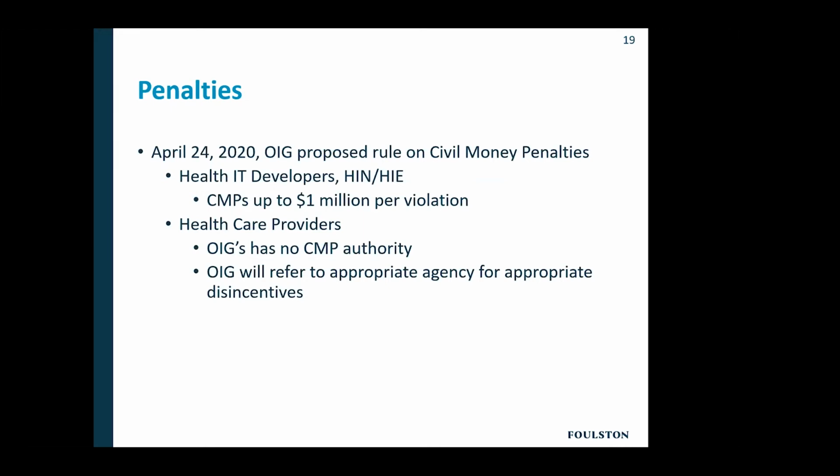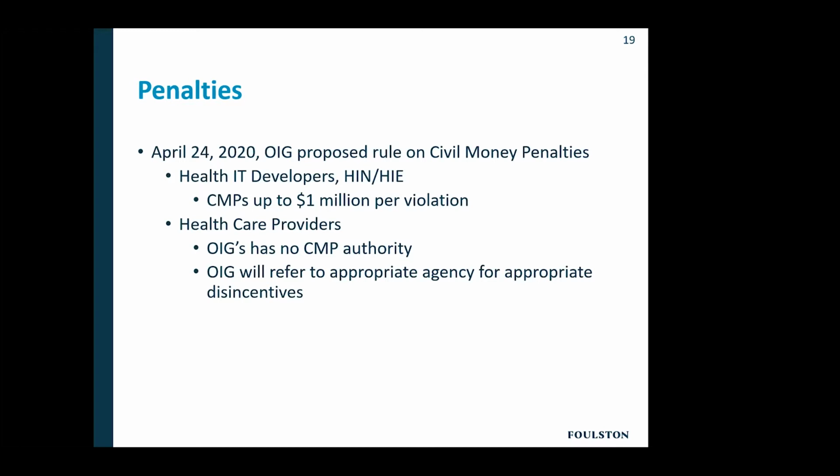So we're still waiting on some clarity on the penalties involved with a violation of the information blocking rule. We do know that there will be civil monetary penalties involved at this point for health IT developers and health information networks. Right now, the proposed rule provides civil monetary penalties of up to $1 million per violation.